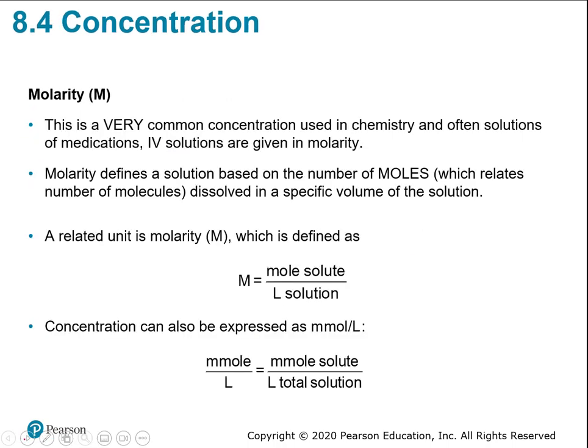So the first one is called molarity. Molarity really ends up having 2 steps in it. Molarity is a very common concentration that's used in chemistry because it takes into account the number of molecules. So remember how you figured out moles? We talked about that way back in chapter 3. So molarity is defined as the number of moles of solute per liter of solution. Okay, so that's the difference between them.